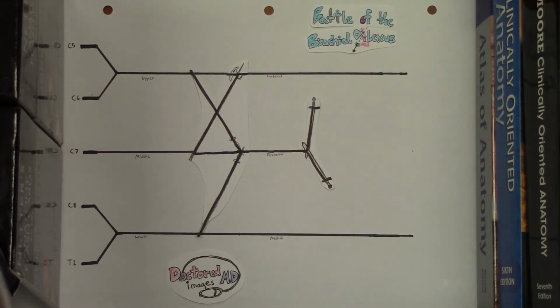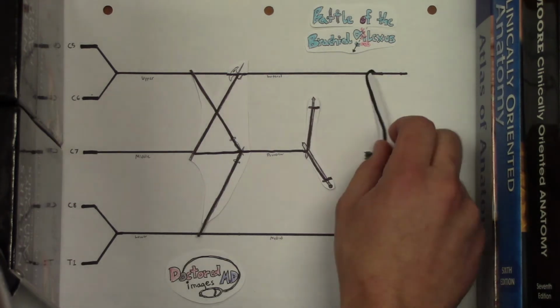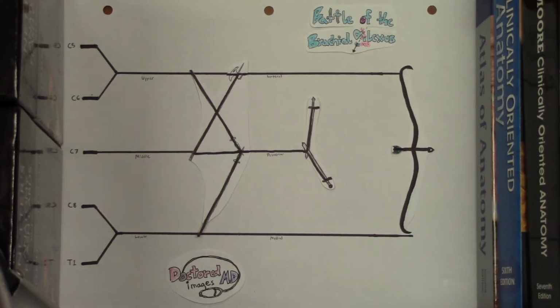The lateral cord forms the musculocutaneous branch, the medial cord forms the ulnar branch, and the lateral and medial cords join together to form the median branch. This is a prominent M shape that is often referred to. A mnemonic for these is MARMU, M-A-R-M-U: musculocutaneous, axillary, radial, median, ulnar.